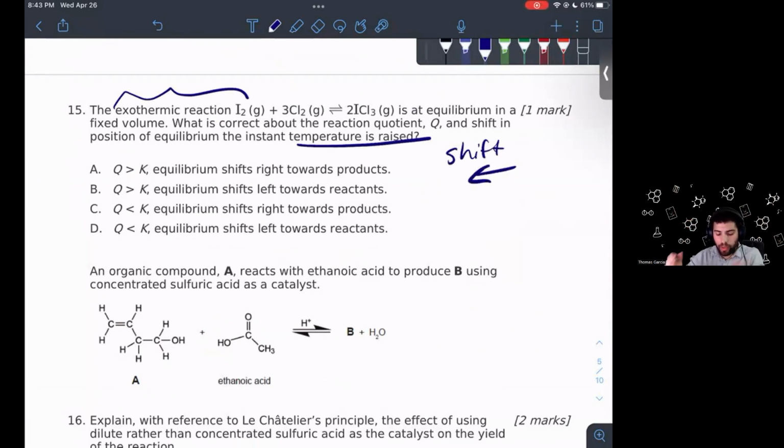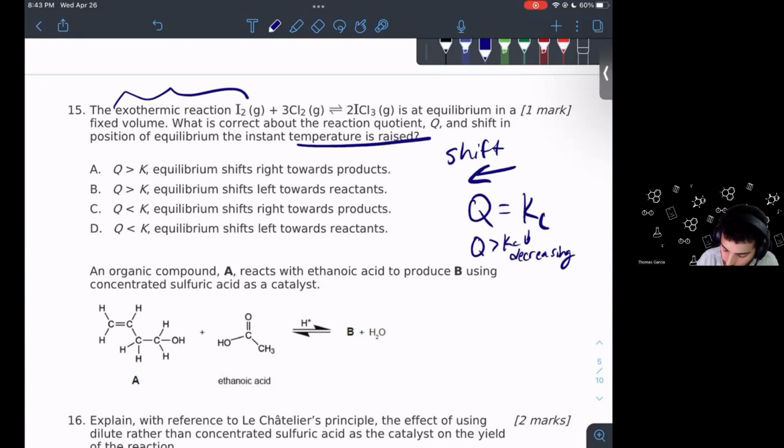So what happens is we know that Q was equal to Kc initially. But because the reaction is shifting left, Kc is decreasing. And therefore Q will momentarily be greater than Kc until it becomes equilibrium. So B shifts left and Q is greater than Kc.